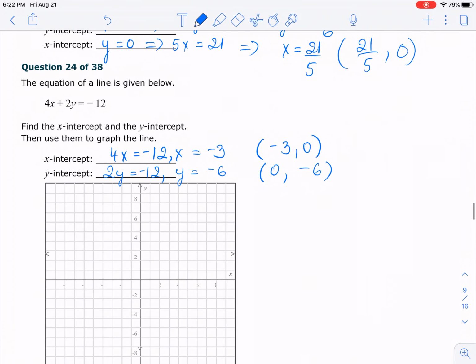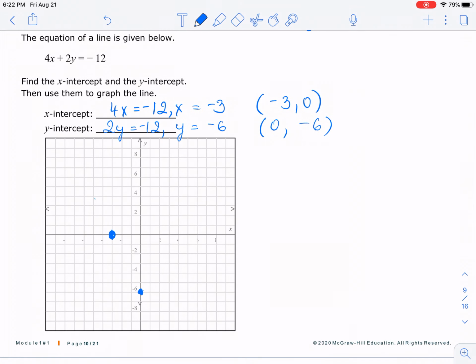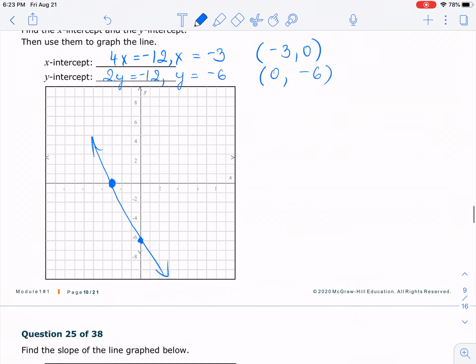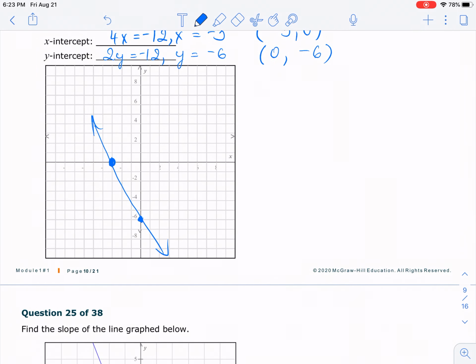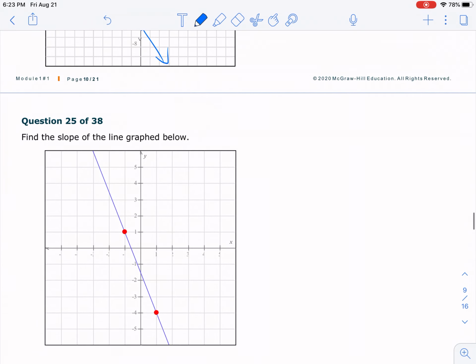And then we have 2 points. When you have 2 points, you can plot the graph easily. So we have negative 3, 0. Then I can just graph. So finding the x and the y-intercept can help you graph the linear equation.